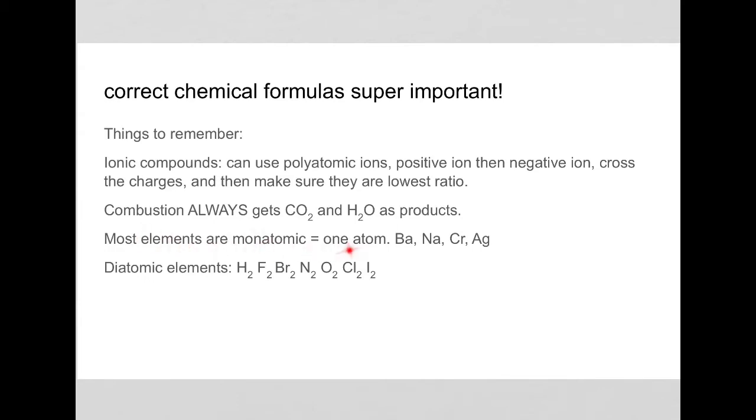Most elements are monatomic, one-atomed, right? So if you see any of these type that should be one-atomed as two, that's wrong. But we do have our 7 diatomic elements. These all have to be this when they're in elemental form. When these are bonded to other atoms, it all depends on crossing the charges. This is just when they're by themselves.